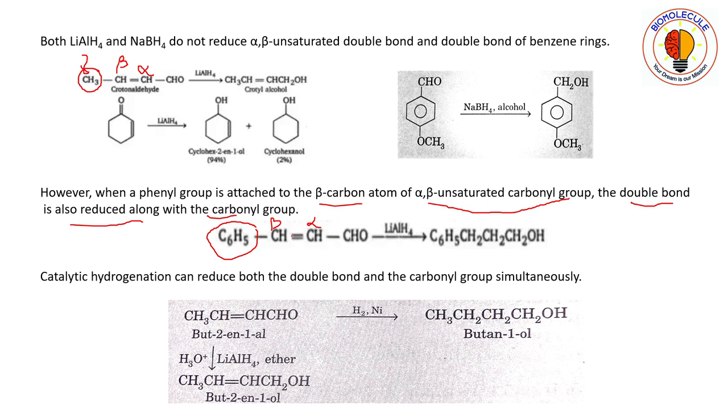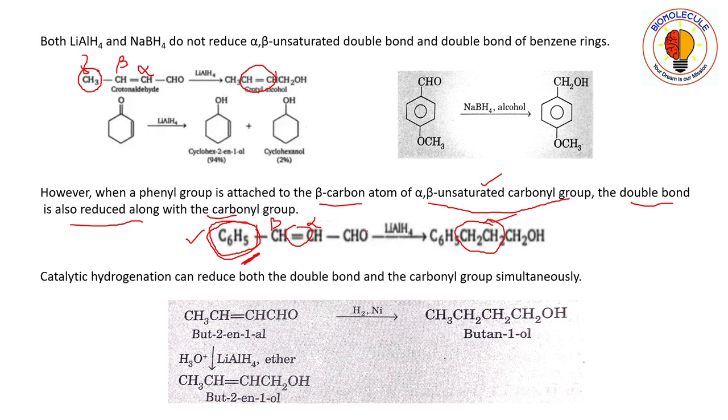So if the beta carbon of an alpha beta unsaturated carbonyl group contains a phenyl group, then the unsaturation also gets reduced. See here, this was the unsaturation first, when no phenyl group was present at the beta carbon. But if a phenyl group is present, then the unsaturation also gets reduced.